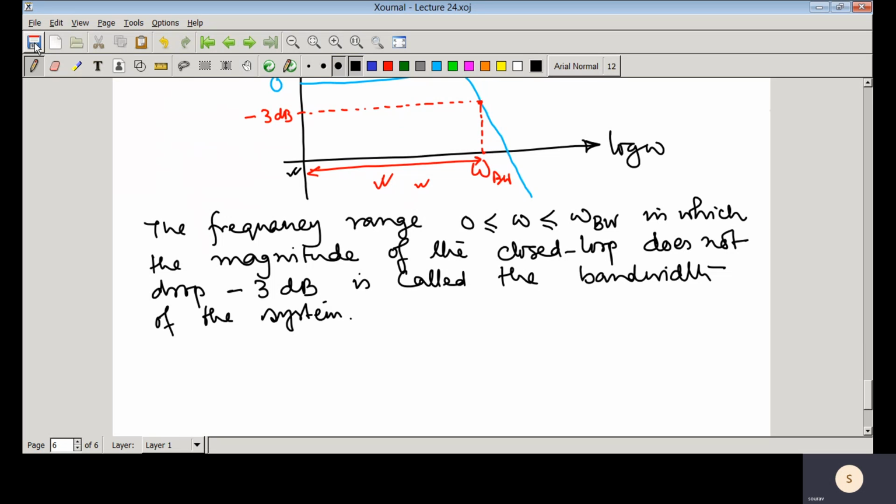Now the question is, why is it important? The reason is there is a relationship between rise time and bandwidth. Rise time, we have seen in the time domain response, means how much time it takes to go from 10% to 90%. That rise time is inversely proportional to the bandwidth. So if the bandwidth is increased, then the rise time will be decreased. Rise time decreased means the system becomes fast.